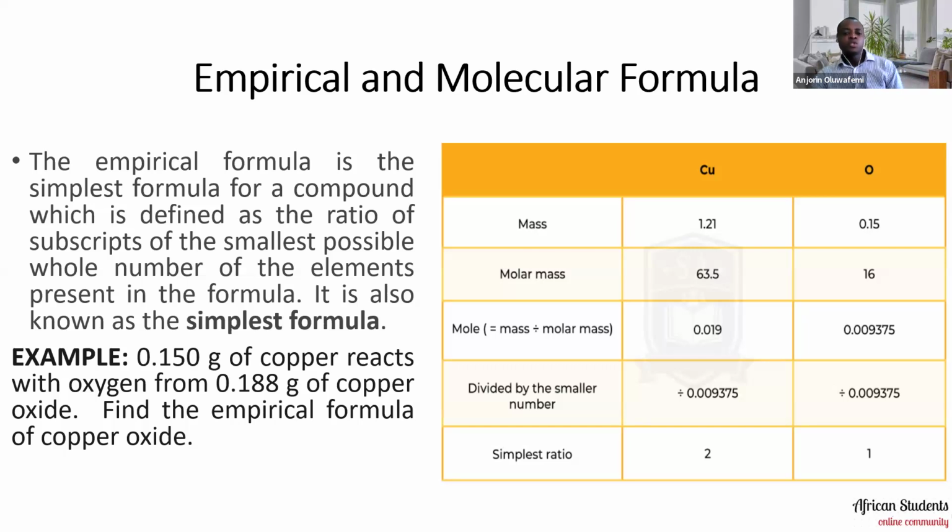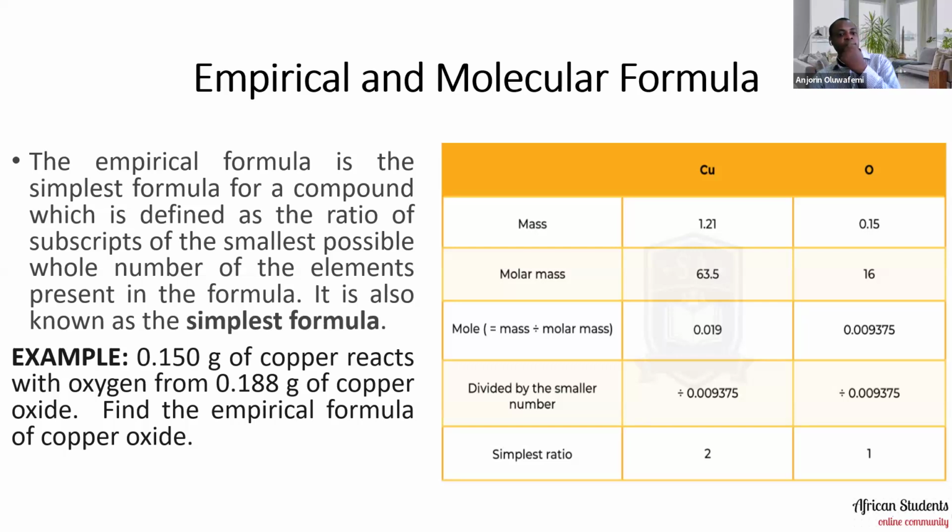Now, mole equals mass divided by molar mass. So when you divide, you have 0.019 for copper and 0.009375 for oxygen. Now you divide by the smallest number. So when you divide through by 0.009375, which is the smallest number, the simplest ratio that you get is ratio 2 to ratio 1.